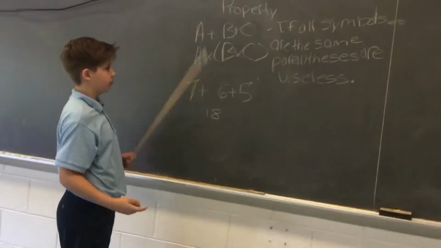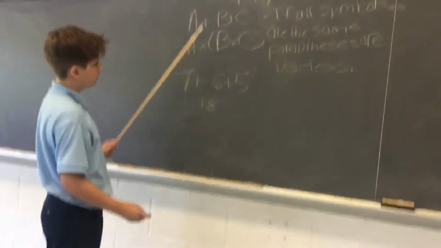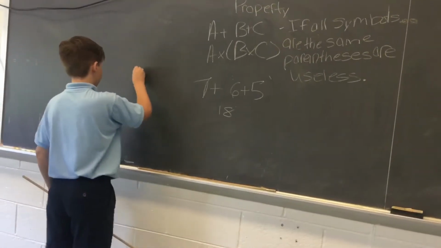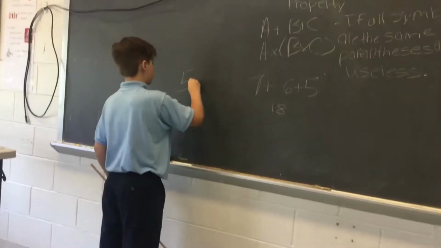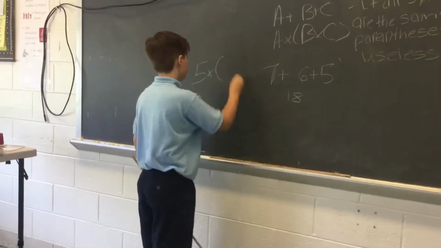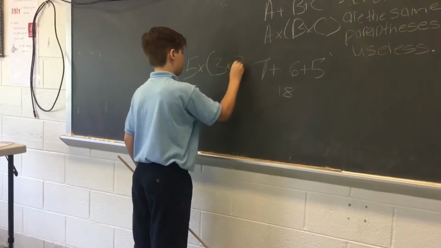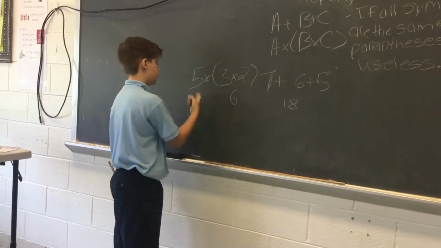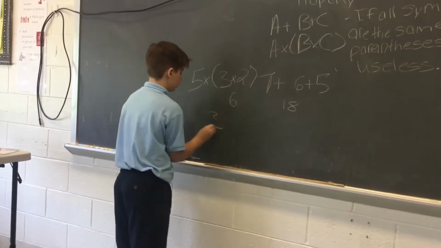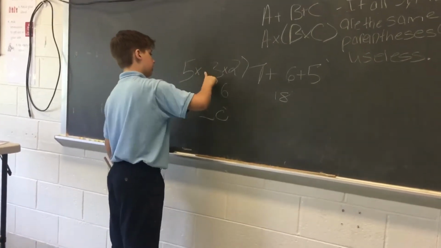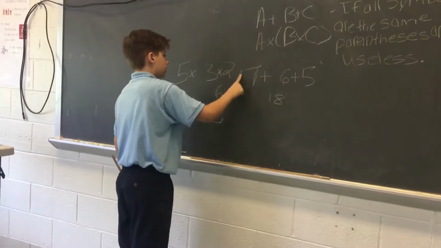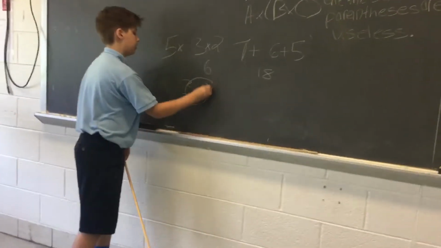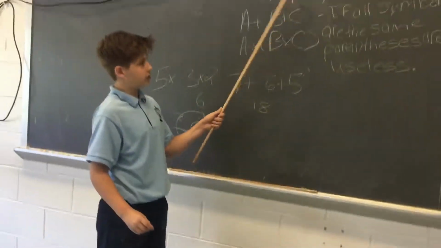And the same goes for multiplication. A times parentheses B times C. So if you have 5 times parentheses 3 times 2. First you would do 3 times 2, which gives you 6, times 5 is 30. So your answer is 30 with parentheses. If you take off the parentheses, you have 5 times 3, which is 15, times 2, which is 30. So this is the associative property.